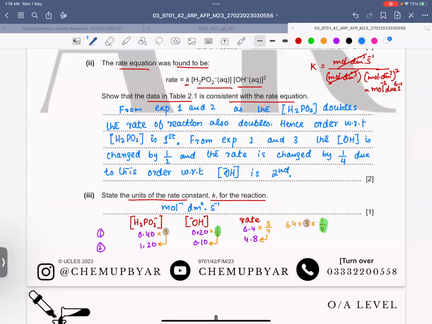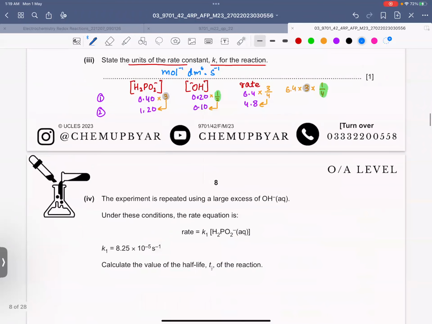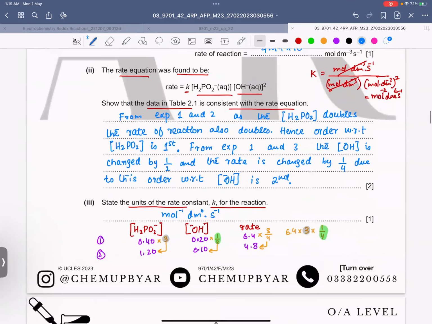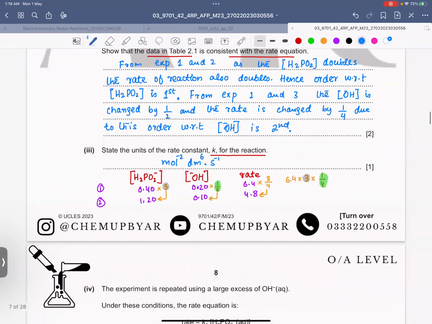Yes, sir, mole inverse square will not come. Mole inverse square, my bad. Yeah, mole inverse square. I want to write mole inverse square. Sorry, it's mole inverse square dm raised to the power 6 and second inverse. Okay.